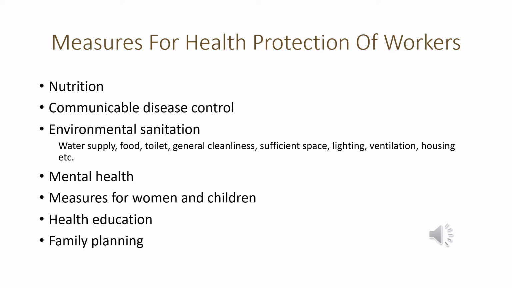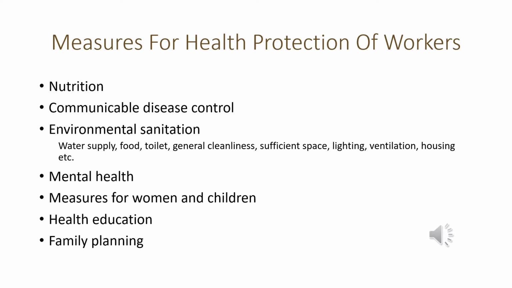Environmental sanitation is another general measure that can go very far in ensuring the health protection of workers, and this involves water supply for clean water. The food that is being provided should be hygienic. The conditions for toilets and latrines should be in proper way. General cleanliness of these environment as well as the workers is important. Sufficient space should be there for the workers. Lighting should be adequate. Ventilation should be there, and housing should be there, etc.